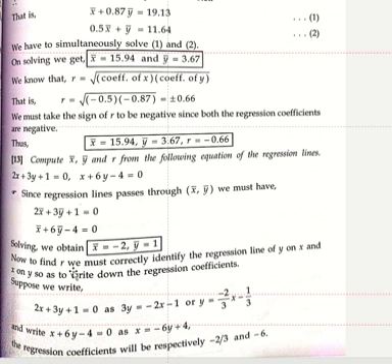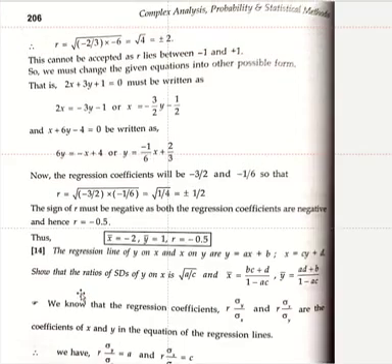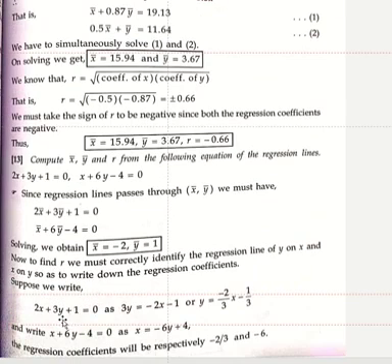Now to find r, you must correctly identify the regression lines of y on x and x on y, so as to write down the regression coefficients. Therefore, we must write this equation in the form y is equal to mx plus c or ax plus b.